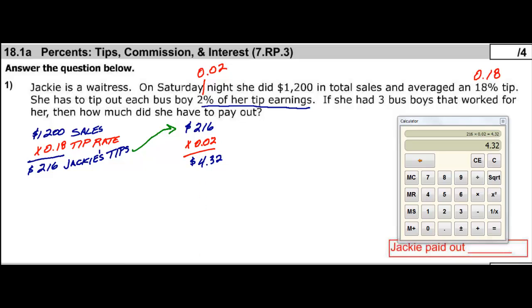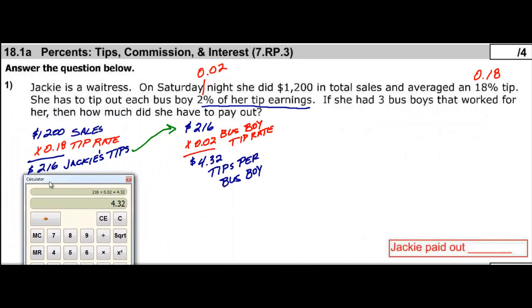So let's label. Now, you don't have to label all these on every test, but it helps. It helps keep track of what you're doing. This 0.02, that is the busboy tip rate. And this $4.32 is tips per busboy. That's what each busboy gets.